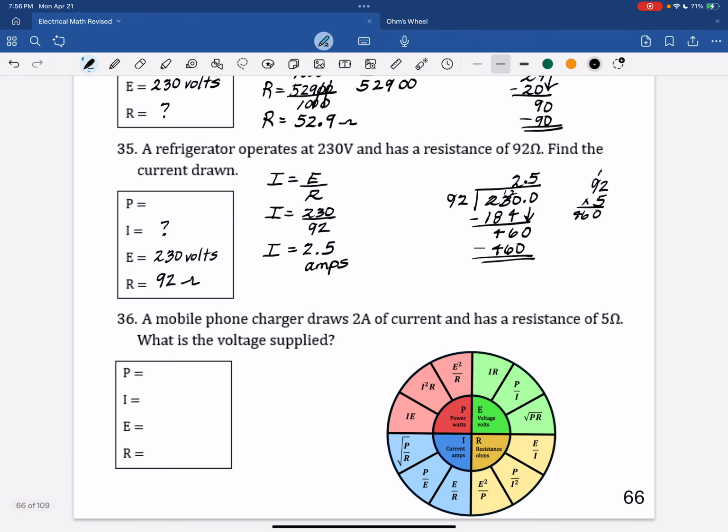And then finally for this page, we have a mobile phone charger that draws 2 amps of current and has a resistance of 5 ohms. Find the voltage. So we want to know E, and we know I and R, so that's going to be this formula. 2 amps times 5 ohms is a voltage of 10 volts.